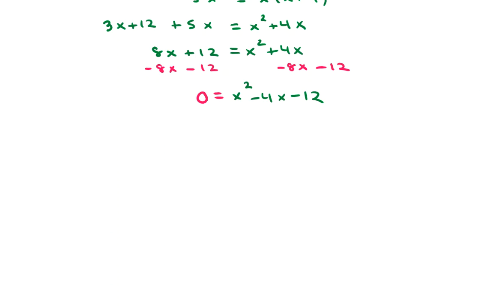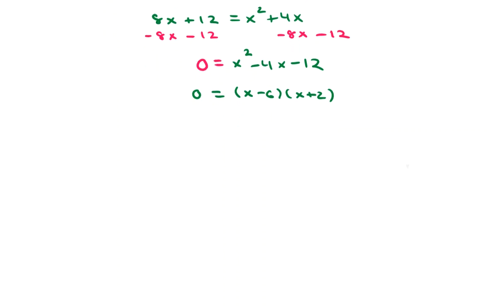What you want to consider doing next is perhaps factoring the right-hand side. You want to think about factors of negative 12 that add up to negative 4, and there are definitely two numbers that fit the bill. That would be negative 6 and positive 2. So one factor is x minus 6. The other factor is x plus 2.